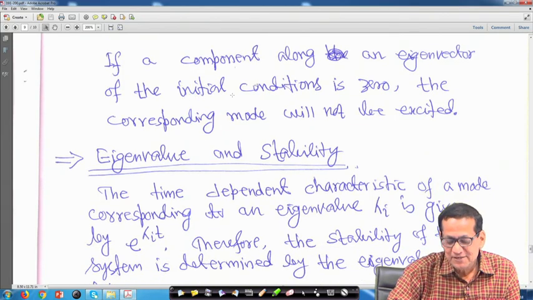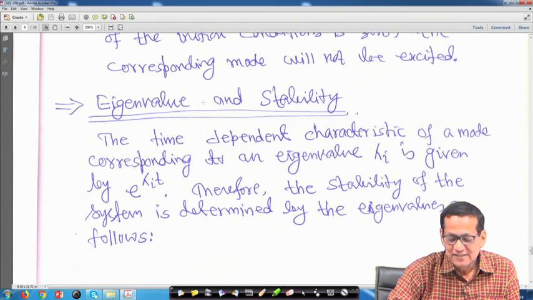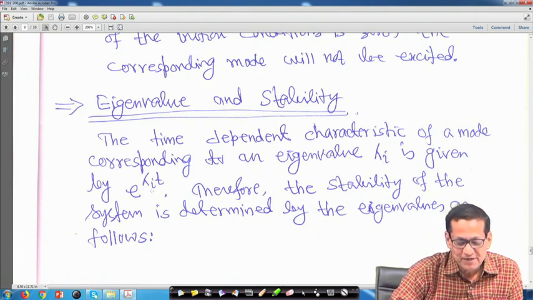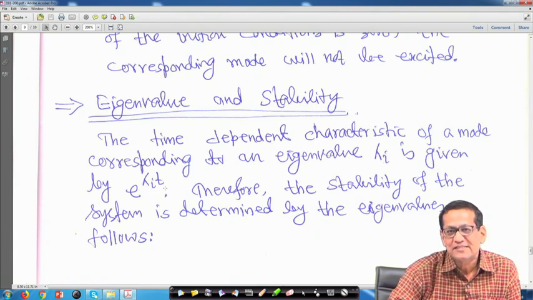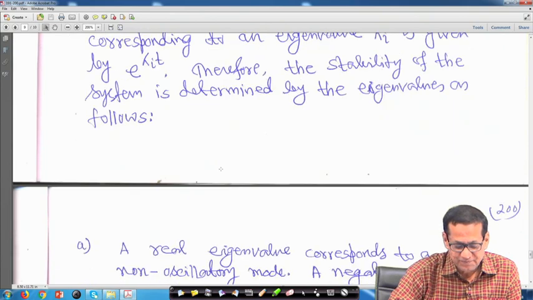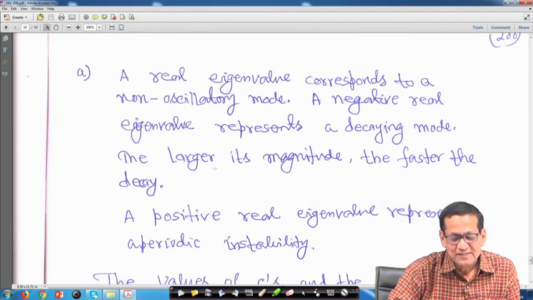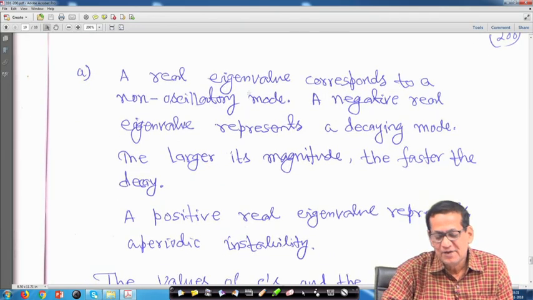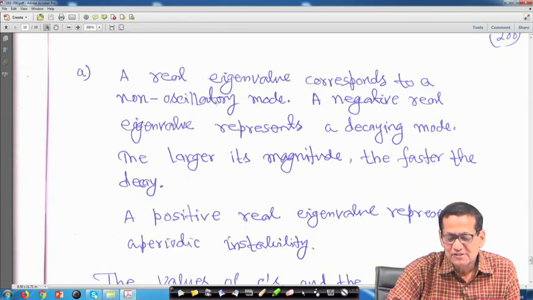Next is eigenvalue and stability. The time dependent characteristic of a mode corresponding to an eigenvalue, say lambda_i, is given by e to the power lambda_i t. This we have seen, the response is a function of that. Therefore, the stability of the system is determined by the eigenvalues as follows. You know that a real eigenvalue corresponds to a non-oscillatory mode. A negative real eigenvalue represents a decaying mode.